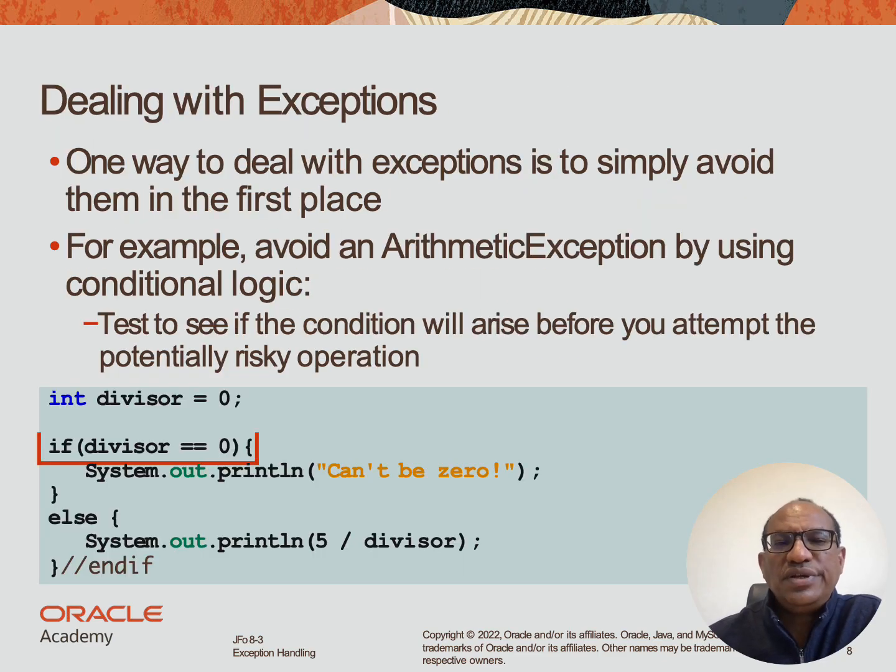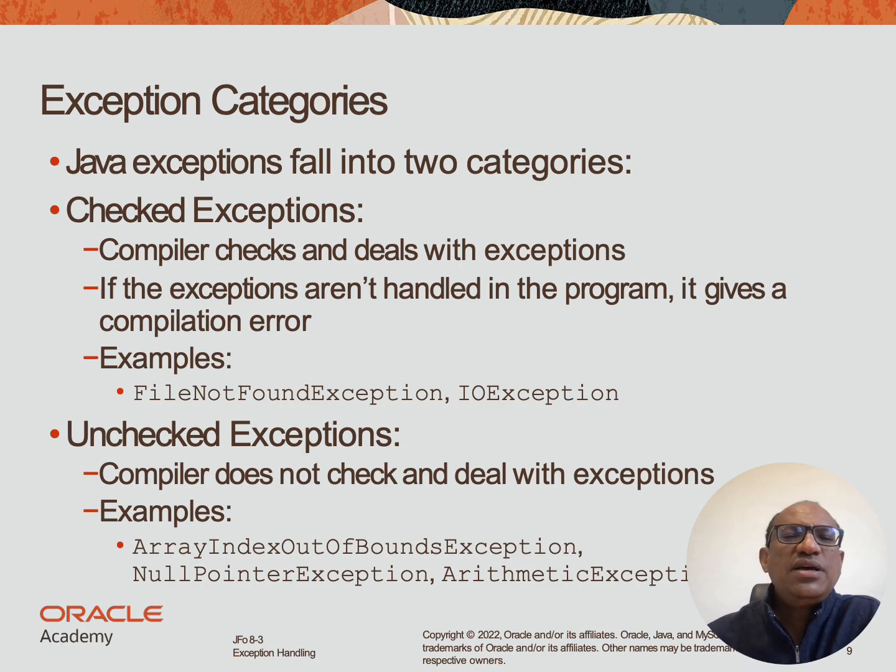So how do you deal with it? Well, sometimes the best way is to avoid the exception in the first place. Like this. If divisor is 0, then print can't be 0. Else, System.out.println 5 divided by divisor. Simple logic saves the day. But sometimes you can't predict what's going to happen. That's where Java gives you a tool, the try-catch block. It's like saying, try this risky thing. If it fails, do this instead.